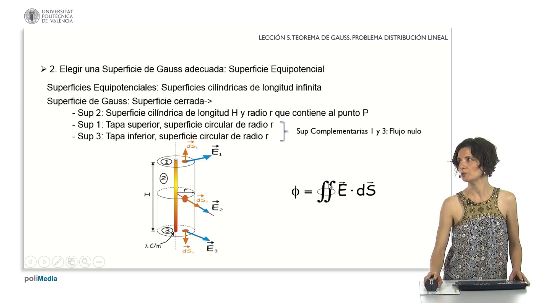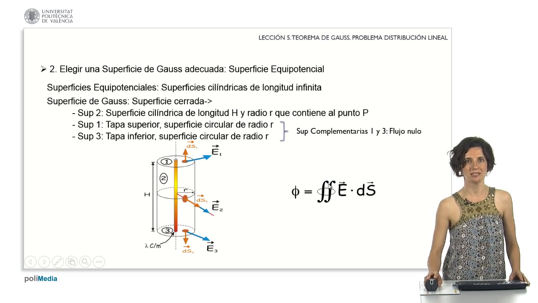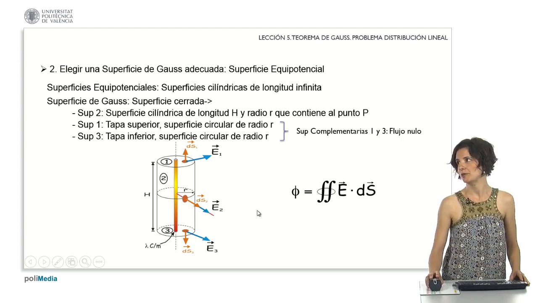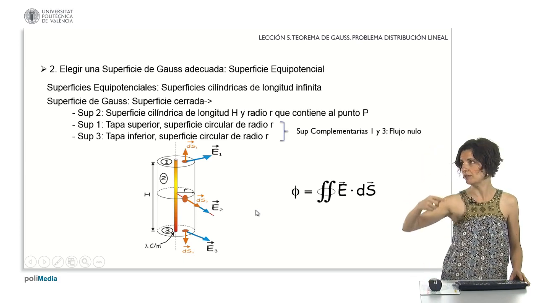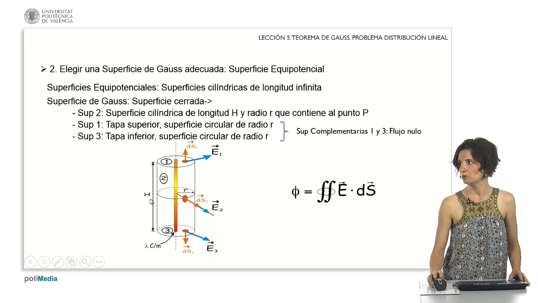Next, we are going to choose a Gaussian surface. It must be an equipotential surface. Recall that equipotential surfaces are those to which the electric field is perpendicular at all points. In this case, since the electric field is radial, the equipotential surfaces will be cylindrical surfaces of infinite length. As the Gauss surface has to be a closed surface, what we are going to do is to choose that cylindrical surface of length h and put 2 covers on it, one upper and one lower, surfaces 1 and 3.